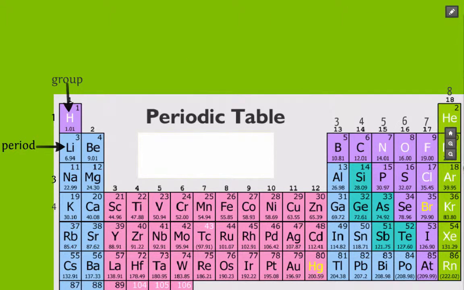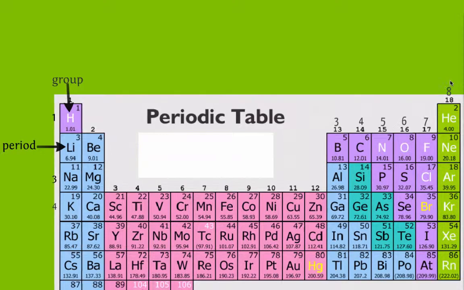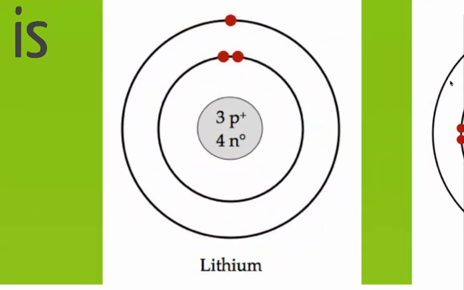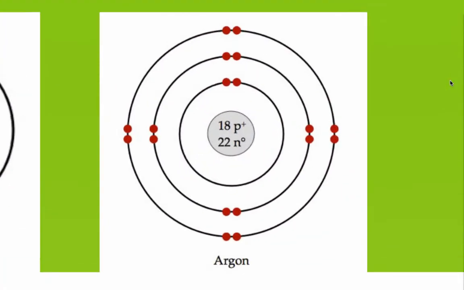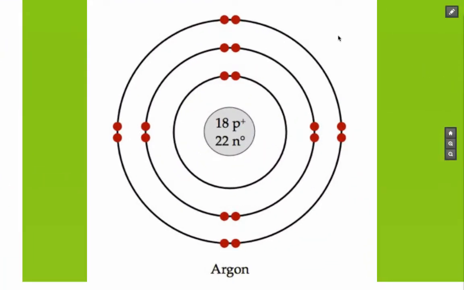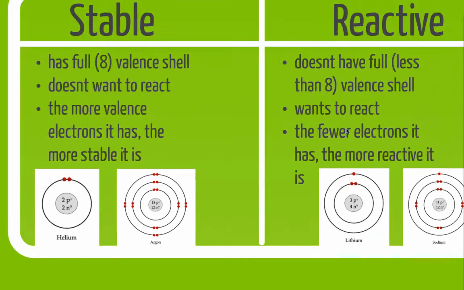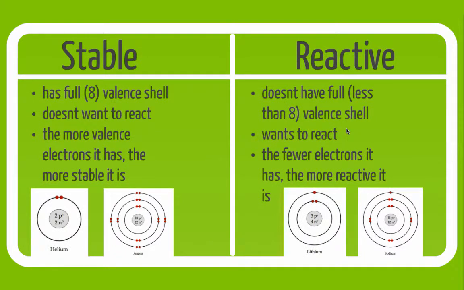Now let's try the same thing for argon. Argon is right here. It's in group 8. That means it should probably have 8 valence electrons. Let's check. Oh, wrong one, sorry. There it is, argon. 1, 2, 3, 4, 5, 6, 7, 8. It has 8 valence electrons. It's in group 8.